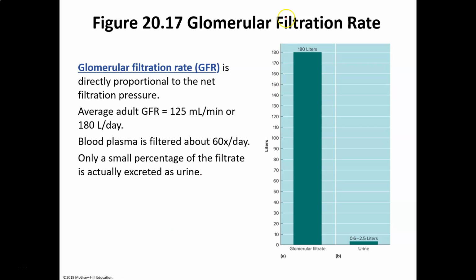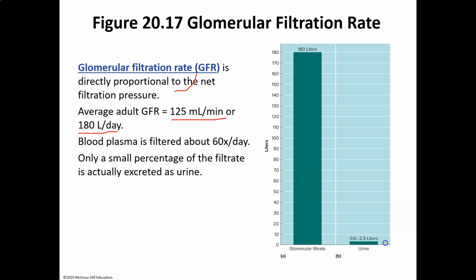So here's the overall effect. Your blood goes through your kidney. 5 liters of blood goes through your kidney every minute. Right, so you have 125 milliliters per minute going through each kidney. That averages 180 liters of blood flowing through the kidneys every single day. Well, certainly you don't make that much urine.